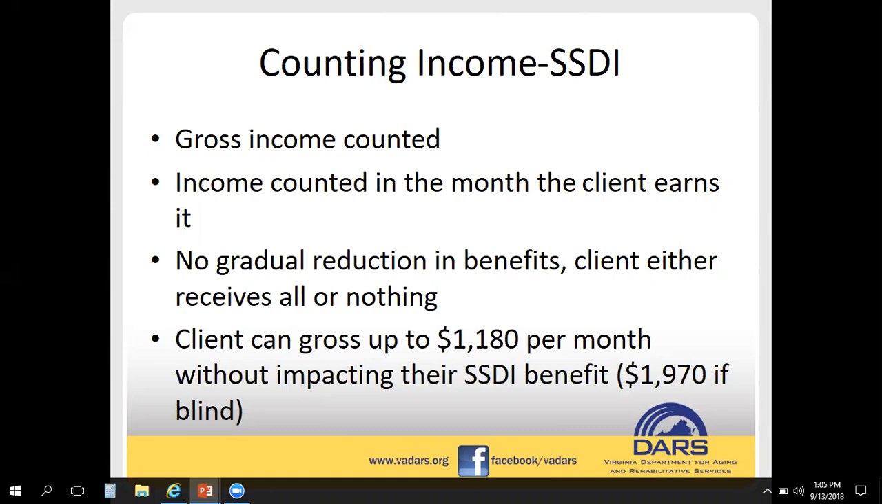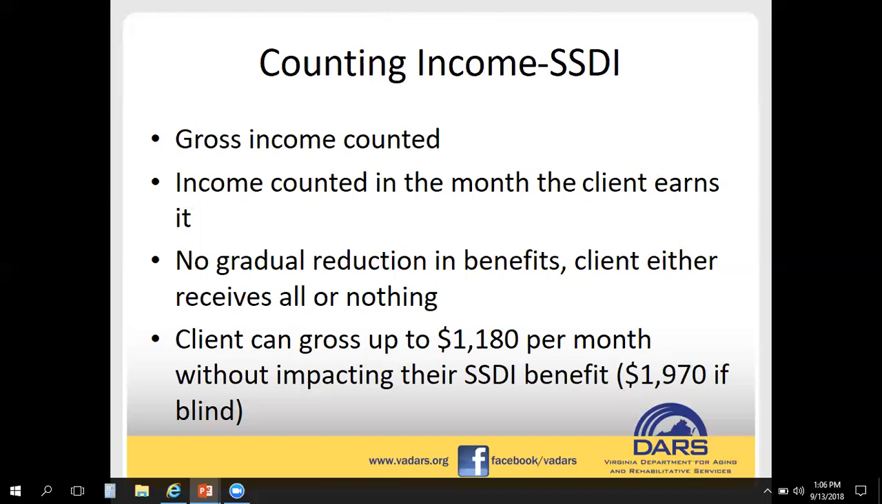Here's the biggest difference. Last week we talked about some of the income exclusions for SSI recipients. Just as a refresher, they take the first $20 off unearned income, the first $65 off earned income, and then they divide that in half. With SSDI, it's very different. There is no gradual reduction in the formula. The person either is entitled to their entire SSDI benefit when they work or none of it at all. And whether or not they're entitled to a benefit for the month they work depends on their earnings.